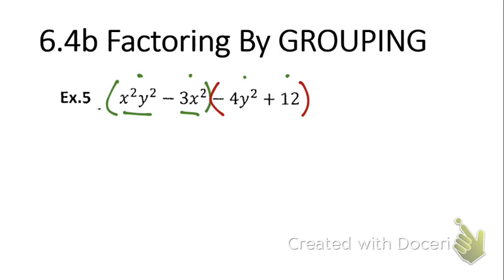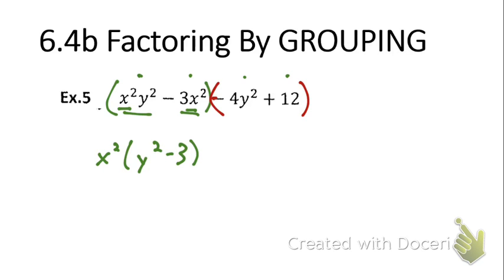Now, I'm going to try and keep these color-coded, but I'm not the greatest, so I'm going to try my best. Here, they both have an x squared in common, so I'm going to factor out that x squared. What we're left with is y squared minus 3. So just the first two. Saw what they have in common, took it out.